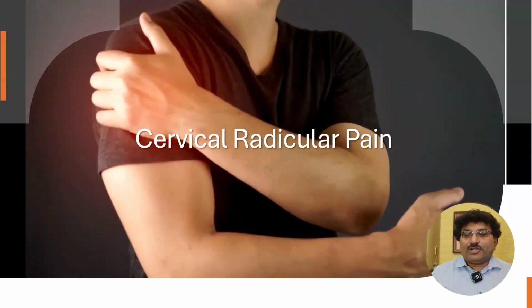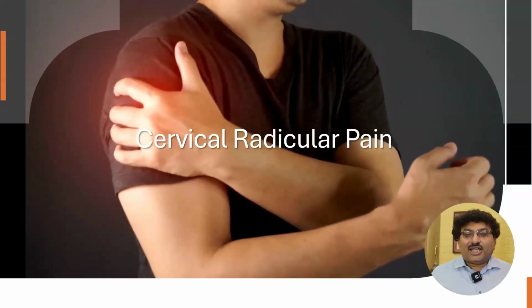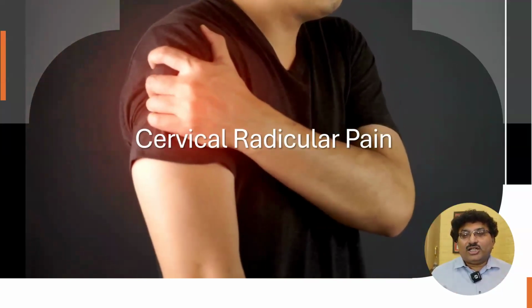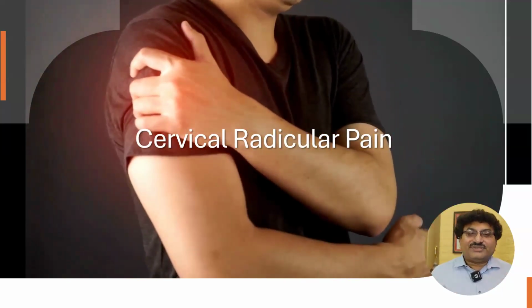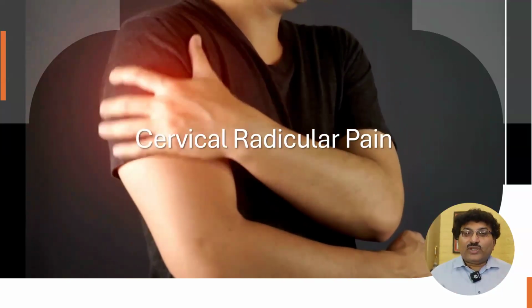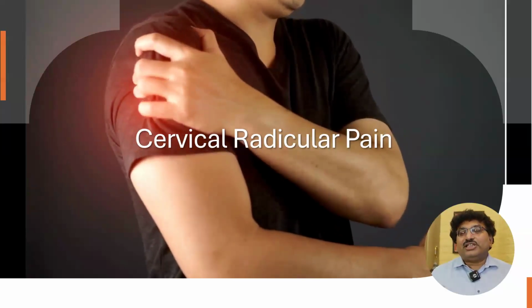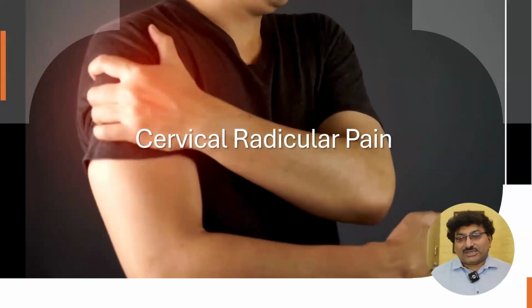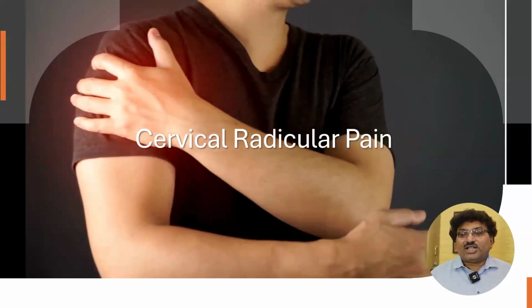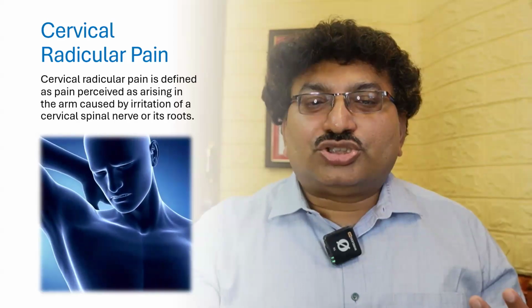I think the awareness of this pain is very, very high, and mostly we get a lot of diagnosis of cervical radicular pain. But remember, though we call it cervical radicular pain, the pain is mostly in the upper limb. It is not at the neck, because here the cause is at the neck, but the effect is in the upper limb. So what is cervical radicular pain?